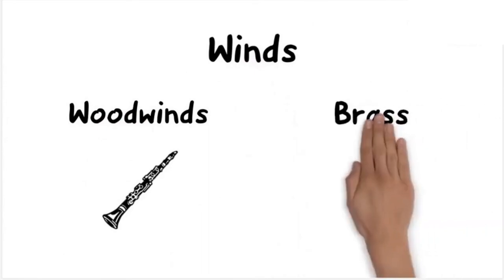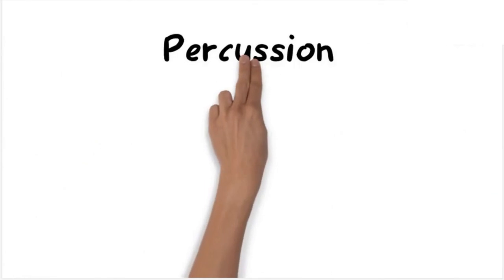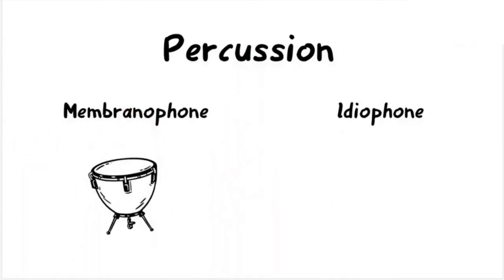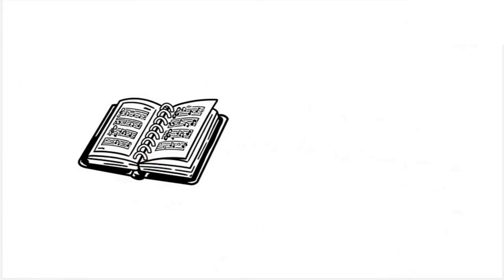Wind instruments can be woodwinds, like the clarinet, or brass, like the horn. Percussion instruments can be membranophones, like the timpani, or idiophones, like the triangle. In a score, the instrument for which it is written is indicated at the beginning.